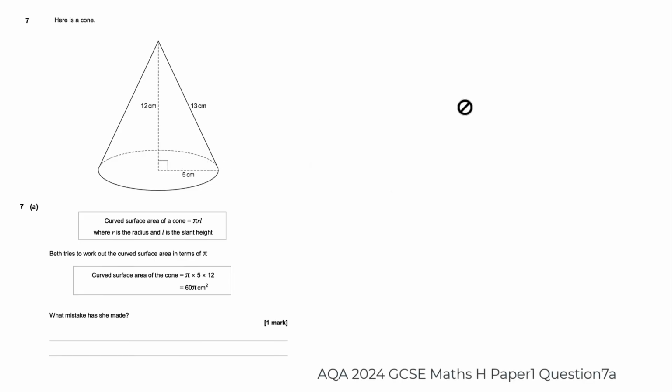So here's question 7, and we're given a cone. We're told the radius is 5, that this perpendicular height is 12, and this slant height is 13. Now these words that I used are going to be important. This is the slant height. This is the perpendicular height.